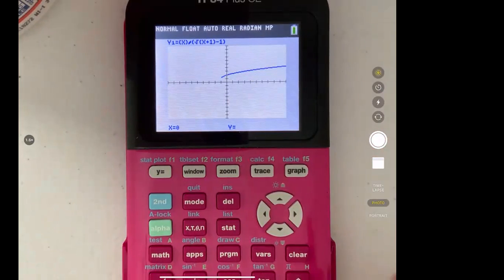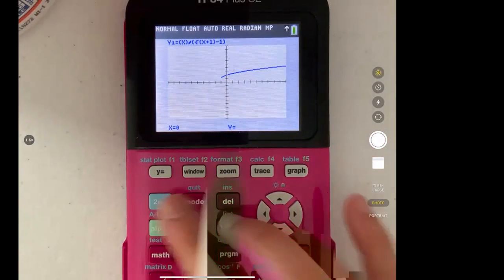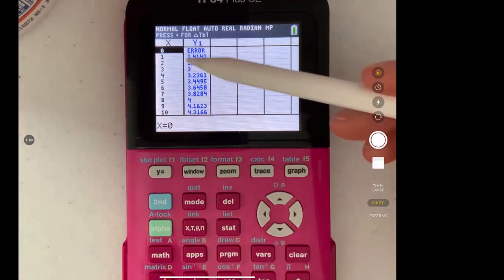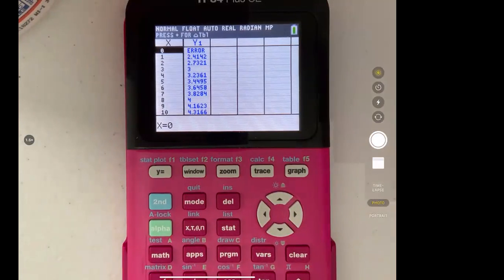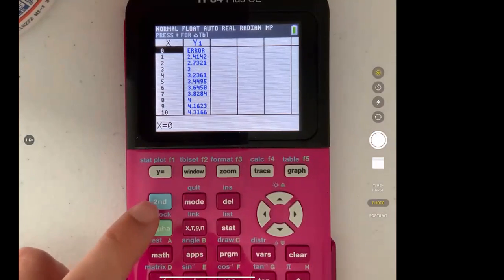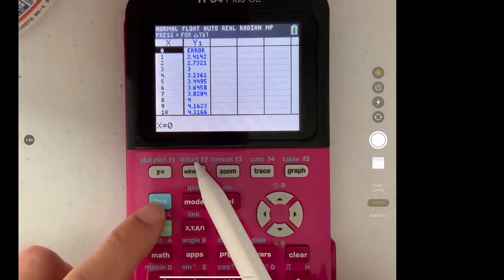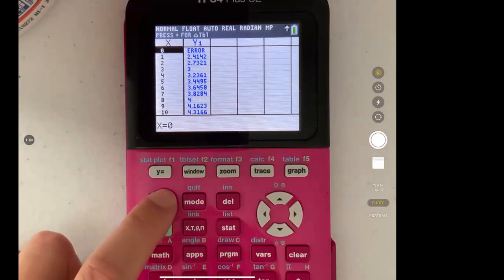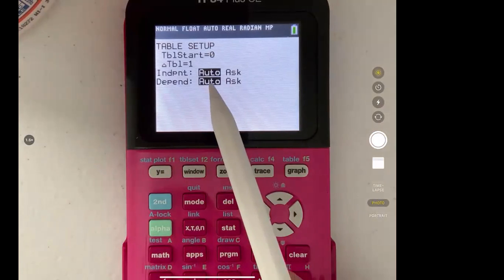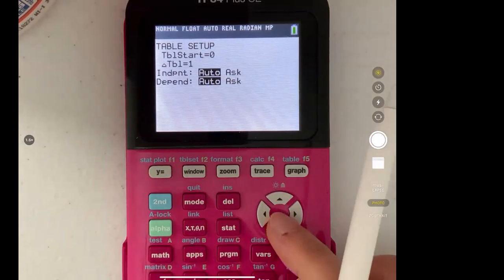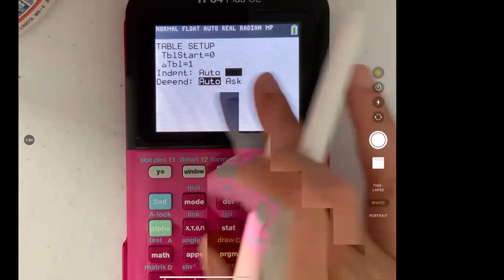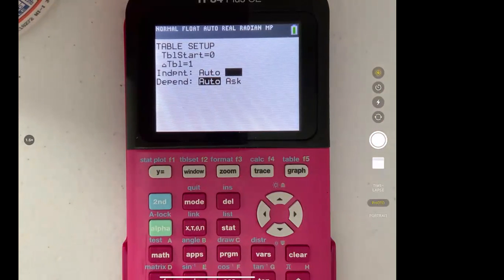So I'm going to go to the table, and normally if I just hit second table, it has all these points already evaluated. I don't want to do that. I want to type in my own points. So go to right above window where it says table set. So you'll hit second window and change the independent variable, which is the x variable. Change that to ask. Basically what you're telling the calculator to do is, I want you to wait until I tell you what points I want you to plug in.